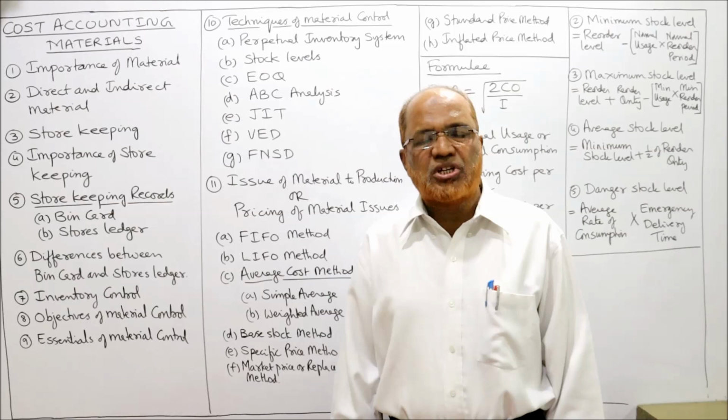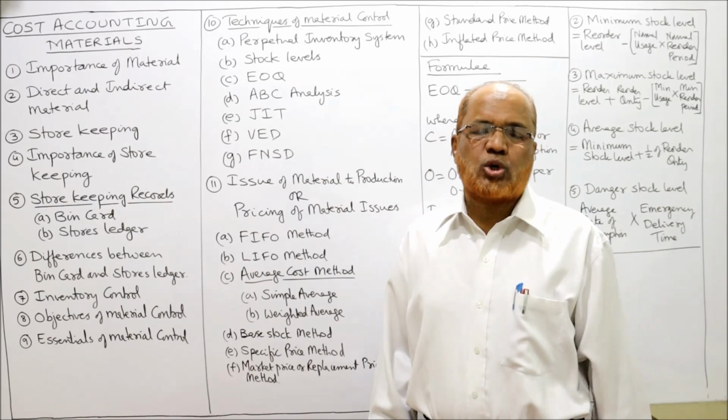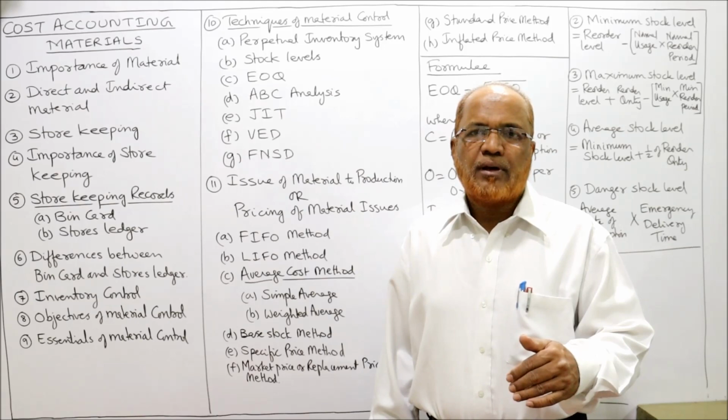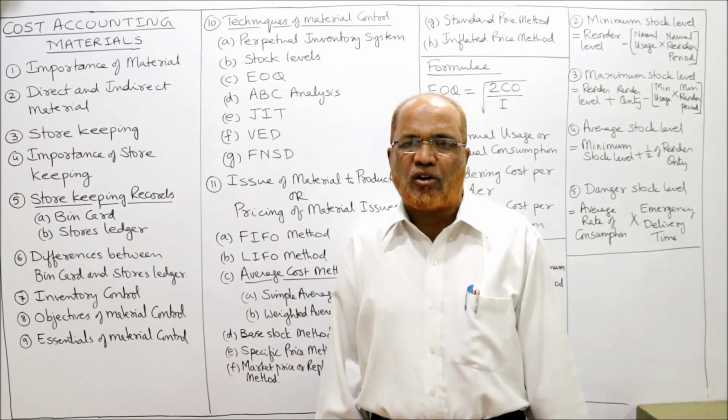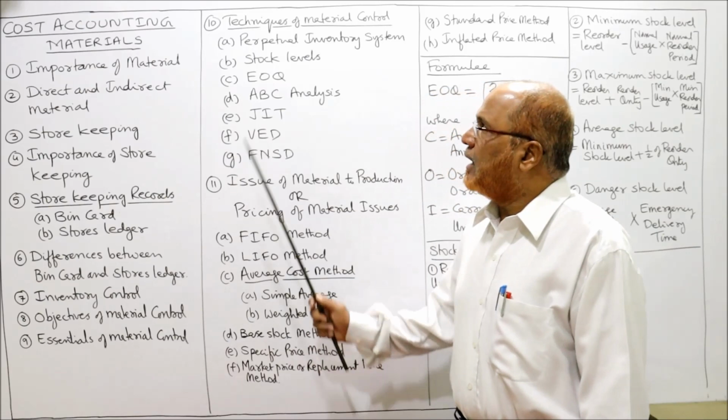Standard forms, standard procedures should be adopted for requisitioning the material, for purchasing the material. And another thing, as one of the essential elements of material control, is there should be proper procedure of how to give the order for replenishment of material. So all this comes under essentials of material control. Now the next is techniques of material control.